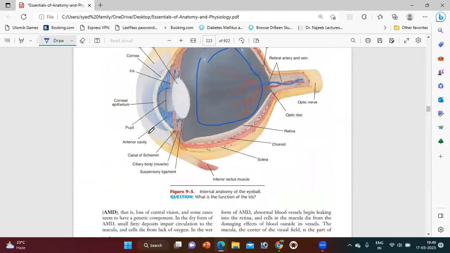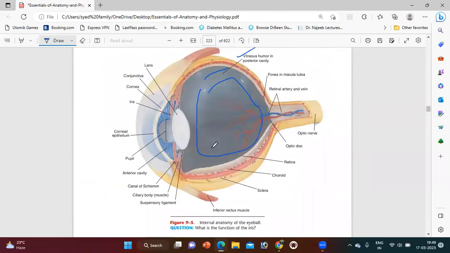So basically, this is the eyeball. In that we have the anterior cavity. So this is the anterior cavity. In that we have aqueous humor. Okay, so basically vitreous humor and aqueous humor, this is a continuous flow of liquid, semi-solid liquid.